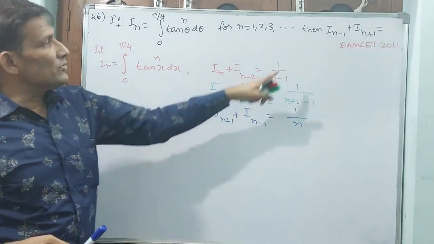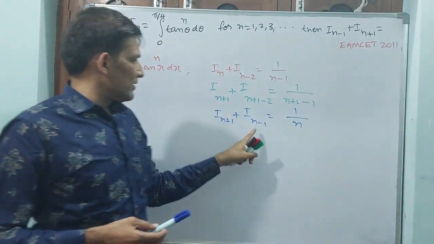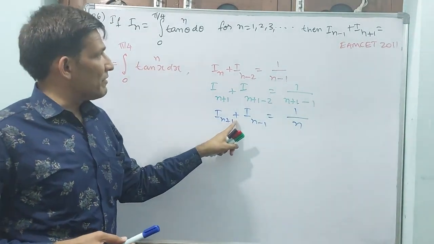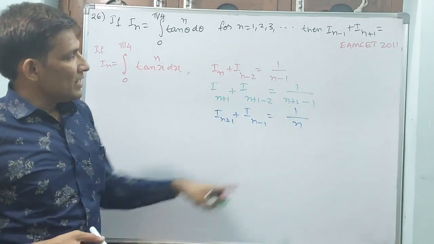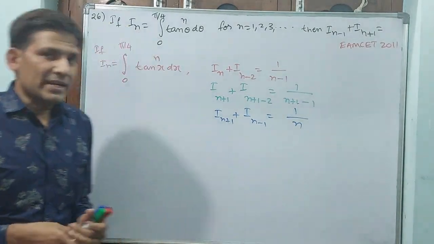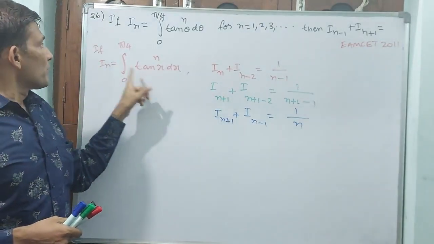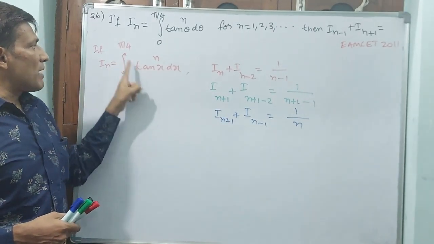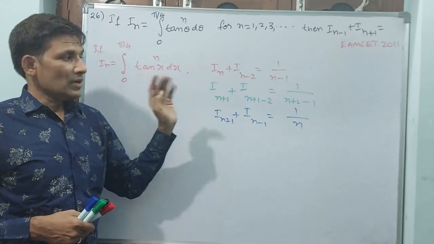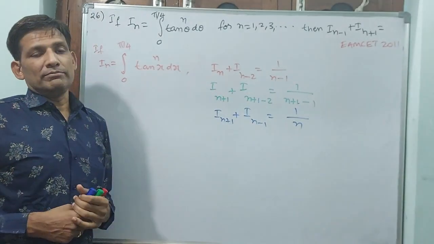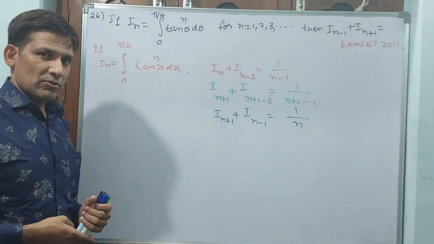Is this what they asked? You see, n minus 1, n plus 1. In between the plus, you can write a plus b or b plus c. The answer will be 1 by n. But you should know this: if I_n is equal to the integral from 0 to pi by 4 of tan to the power n x dx, then only this will come. Let us go for the next question.